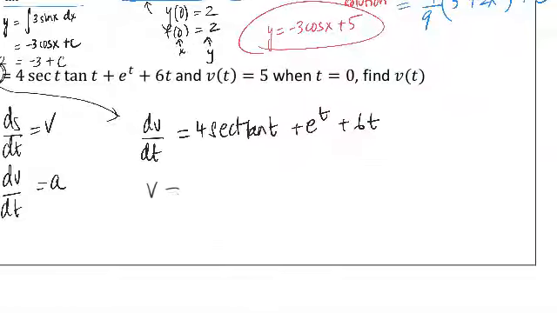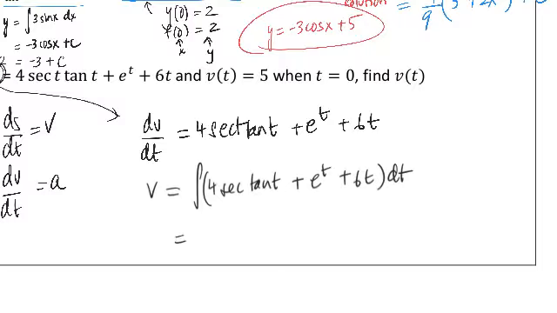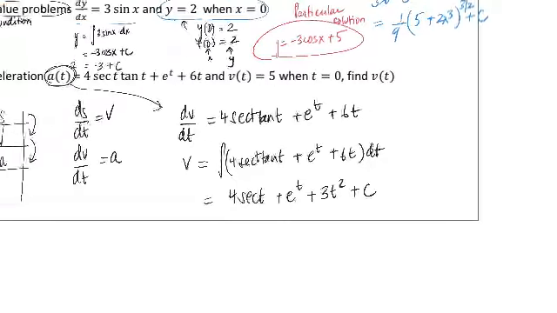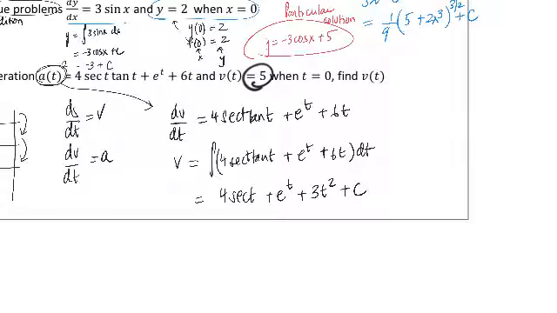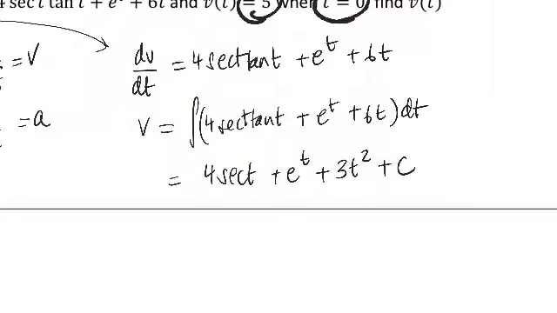So then v, we know we're just going to integrate all of this stuff. I'll rewrite it here and integrate. And we're going to get 4 secant t plus e to the t plus 3t squared plus c. Then we're going to put our initial condition in. Velocity is 5 when time is 0. So 5 is equal to 4 times secant of 0, which is 1, plus e to the 0, which is 1, plus 3t squared, which is 0, plus c. So I get that c is equal to 0.